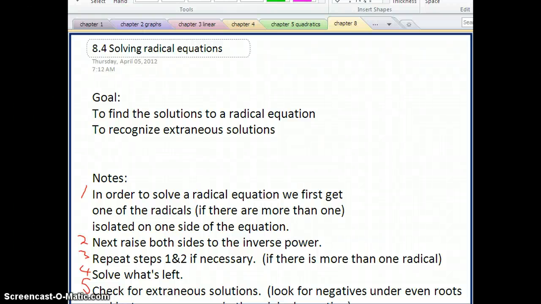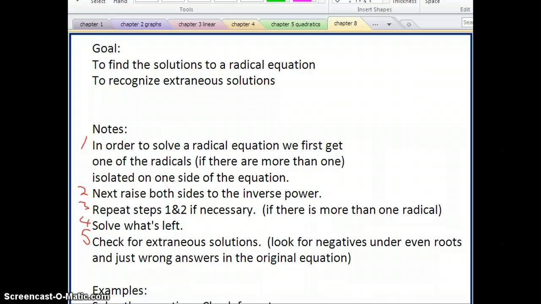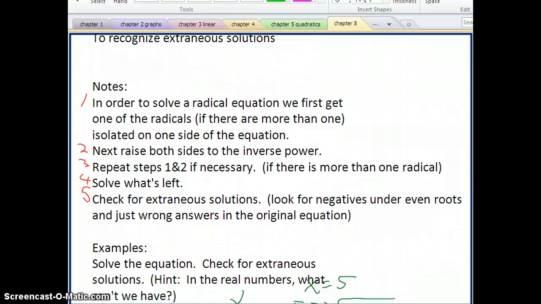Today's lesson comes from Chapter 8, Section 4 of our textbook. It involves solving radical equations. The goals for today are to find the solutions to a radical equation, then to check and recognize extraneous solutions. We're going to put our answers again in set notation and make sure that we include extraneous solutions in parentheses and actual solutions in our brackets.